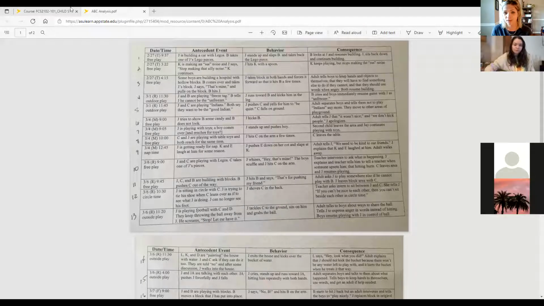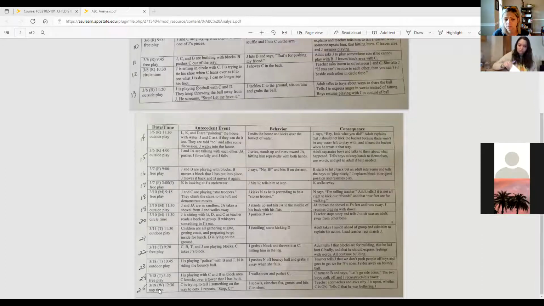Okay, the first part of what you'll see posted to week 10 is a PDF file, and it's this ABC analysis. You are not completing an ABC analysis. You are analyzing one that has already been completed by a classroom teacher in another setting. Names are not used, just letters, first names for children. This is an actual ABC log, which stands for antecedent, behavior, and consequence. It goes from February 27th through March 19th, so almost a month of documentation.